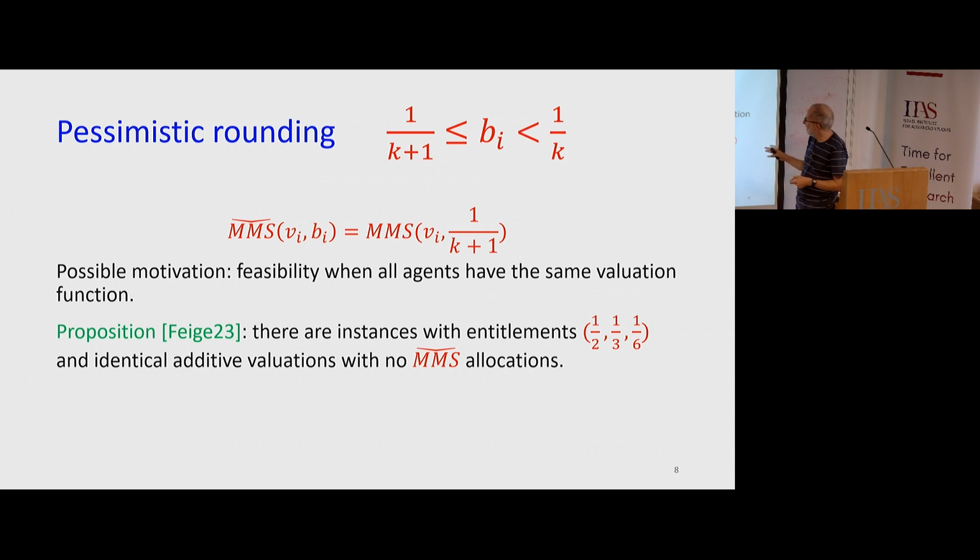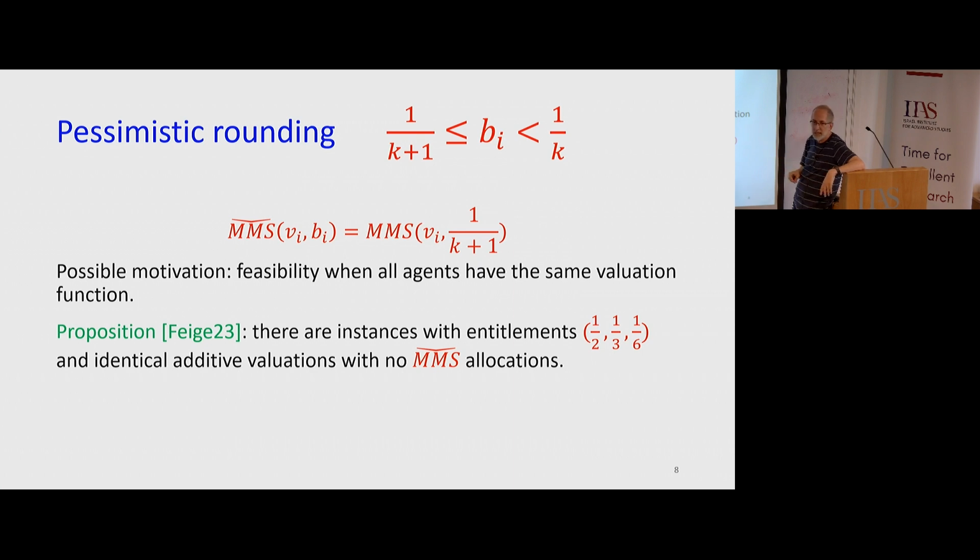There are instances with unequal entitlement, but of the form 1 over k, for example a half, 1/3, and 1/6, in which the agents have not just identical valuation functions, but even identical additive valuation functions, in which this MMS down share, you cannot give it to all agents. One agent will not be able to get it. So the fact that the MMS is feasible with equal entitlement does not extend to say that this MMS down is feasible with identical valuations. That's not true. So at least this kind of motivation for pessimistic rounding is not such a good motivation.